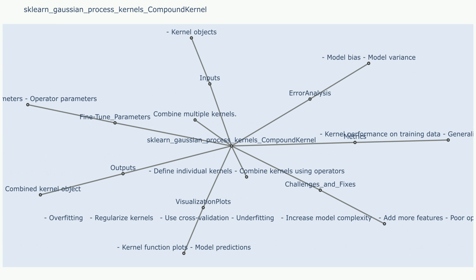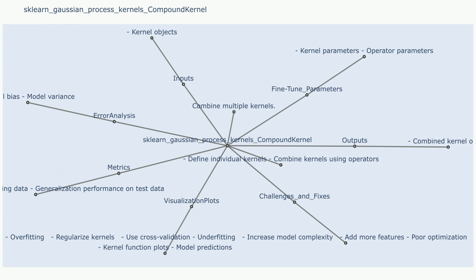Model fitting. You can then use the combined kernel object in a Gaussian process regression or classification model. The model will fit the data using the combined kernel to learn the relationship between the input features and the target variable. Metrics. Mean squared error (MSE). This metric measures the average squared difference between the model's predictions and the actual target values. It is commonly used to evaluate the performance of regression models.